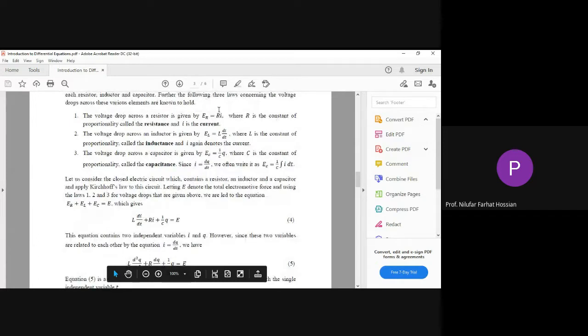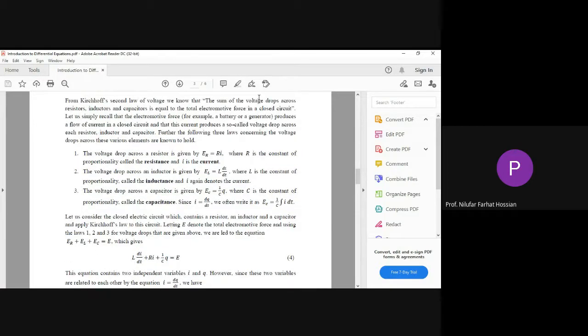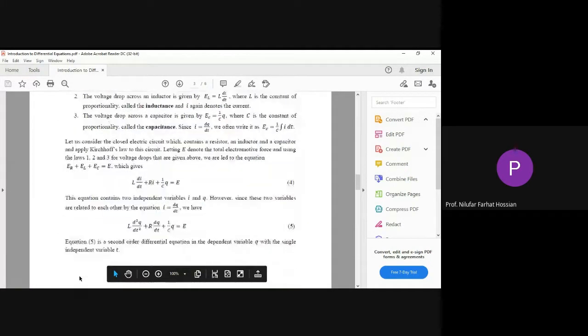According to Kirchhoff's law, the sum of all these voltages across the resistor, inductor, and capacitor should be equal to the total electromotive force that is mentioned here. So the sum of these voltage drops, ER plus EL plus EC, the voltages across the resistor, inductor, and capacitor, is equal to E. This is the total electromotive force.